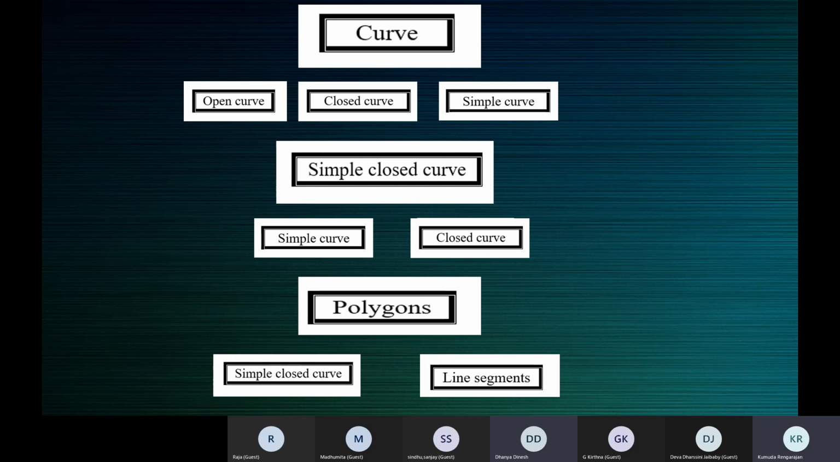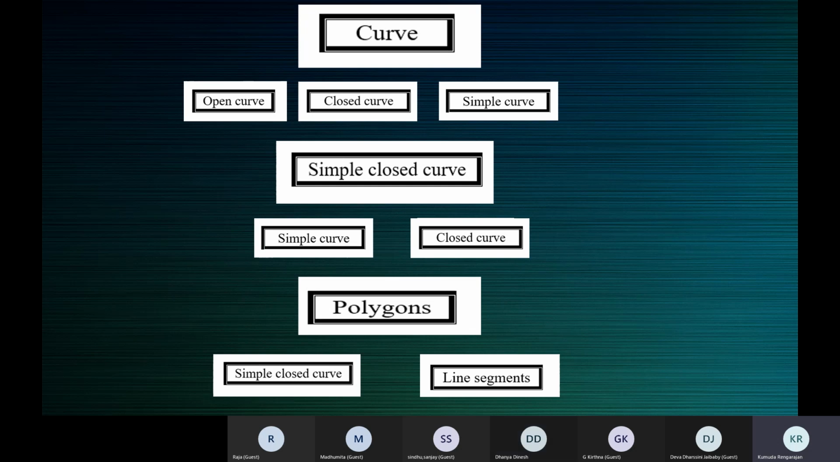A figure traced out on a plane surface without lifting the pencil or the writing instrument is called a curve. Correct. Open curve. Start point is equal to or not equal to the ending point? Not equal, ma'am. Not equal to the end point.